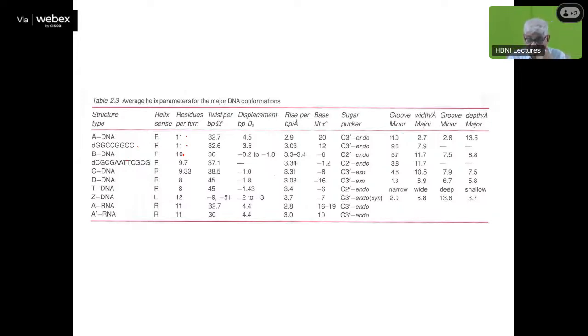And also here the groove definitions are given. What is the groove width? How much is the width of the groove? We can calculate from across one atom to another atom. There is a definition which is given. You can see what is the width of the groove. In the minor groove, how much is the width? In the major groove, how much is the width? Okay, and those distances are given. And groove width, depth. So these are the various parameters which define the topology of the DNA structures.